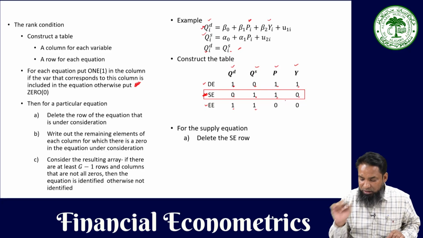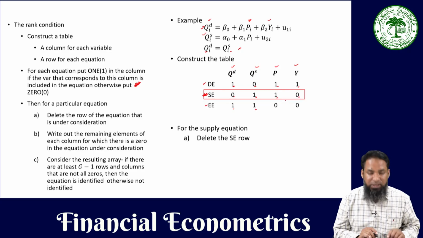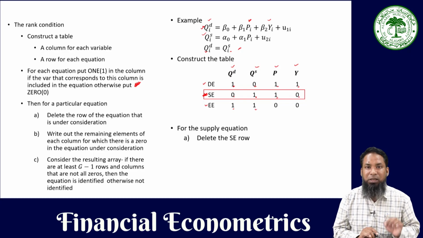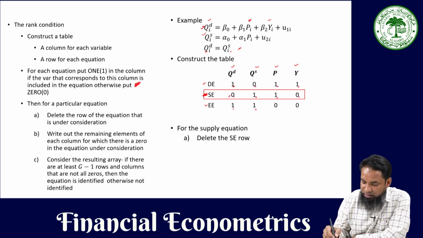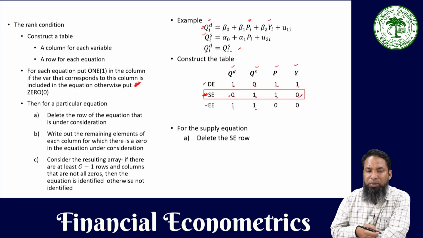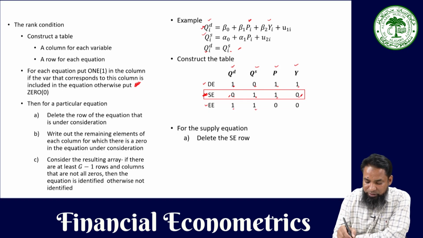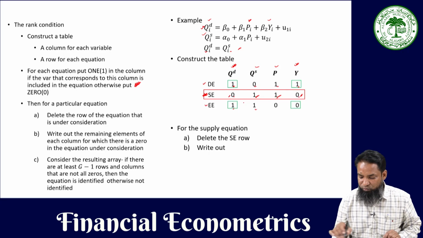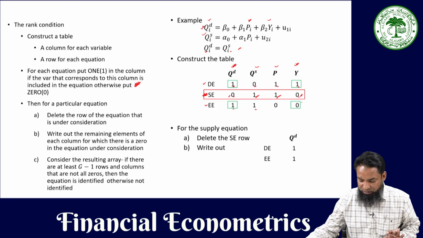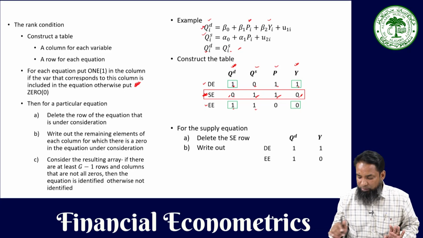So in each column, we keep the remaining elements for which there is a 0 in the equation under consideration. Where we have 0 in this equation, we look at this column and this column. That means we are now concerned only with the columns of these two, because in these two cases we do not have 0, so we will not put the consideration here. So what we have now, write out this part, that is 1 1 1 and 0. So here we have a new table in this form.